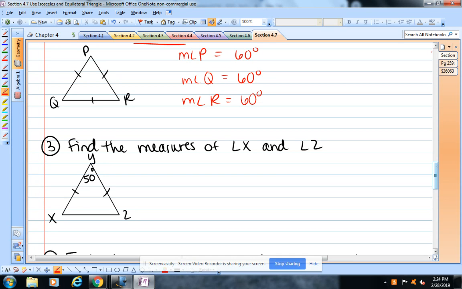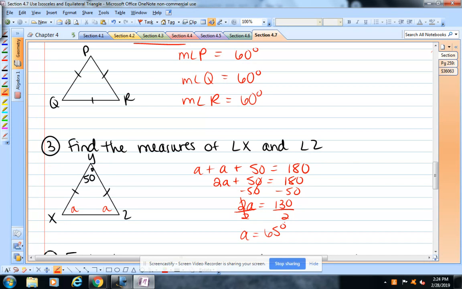Right? So give them a variable. Let's just call them X, or let's use A, because we've already got X for a name. So A plus 50 equals 180, like Noah said. All three have to equal 180. Right? So A plus A is 2A, plus 50 equals 180. Subtract 50. So 2A equals 130. Divide by 2. What do you get? 65 degrees. So they're 65 degrees apiece. So the measure of angle X is 65 degrees, and the measure of angle Z is 65 degrees.